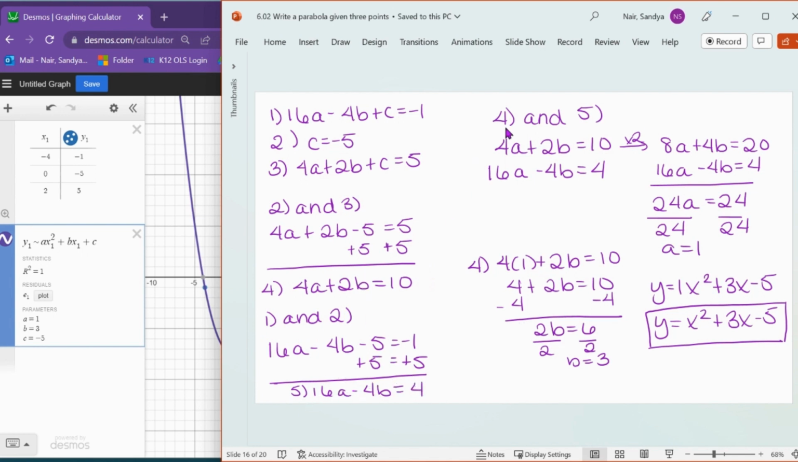Then I combined 4 and 5, and I decided to go ahead and multiply the top equation by 2 to cancel out b. So when I solved this, I ended up with a equals 1. A equals 1, I plugged back in and found b equals 3. I didn't need to solve for c because the second equation was already solved for c. So that gave me the quadratic function y equals x squared plus 3x minus 5.